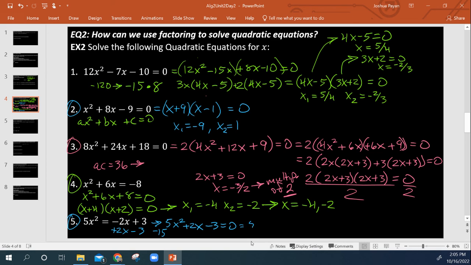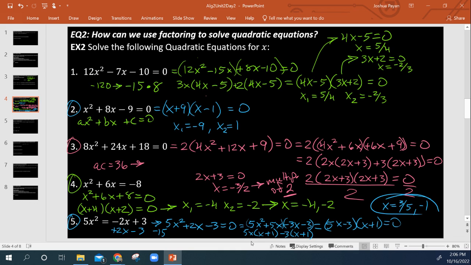So I've got 5x squared plus 5x minus 3x minus 3. Keep factoring. So right here and right here, I'm going to end up with 5x factored out, x plus 1, a negative 3 factored out, x plus 1 again. That leaves me with 5x minus 3 times x plus 1 equals 0. And we see our solutions are going to be 3/5 and negative 1. And we've got them.